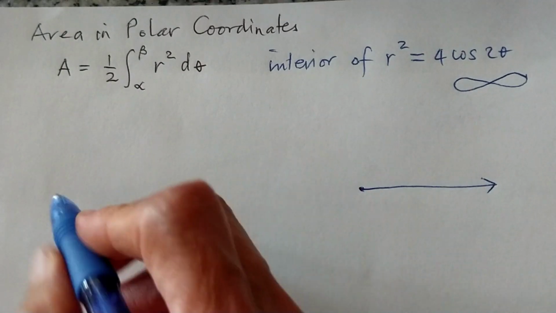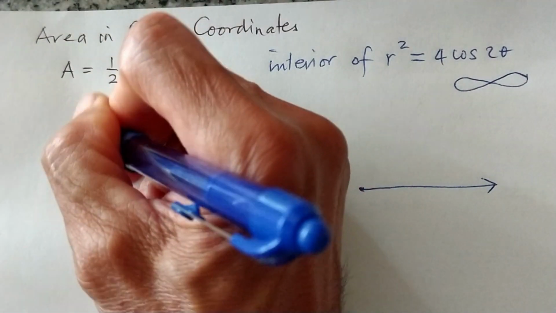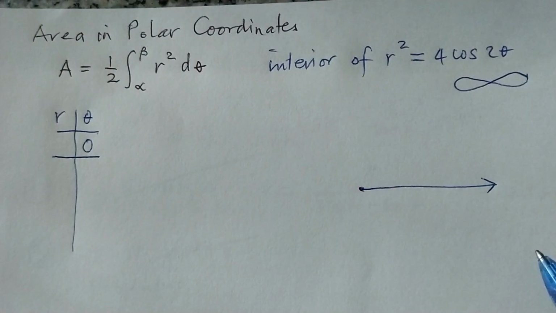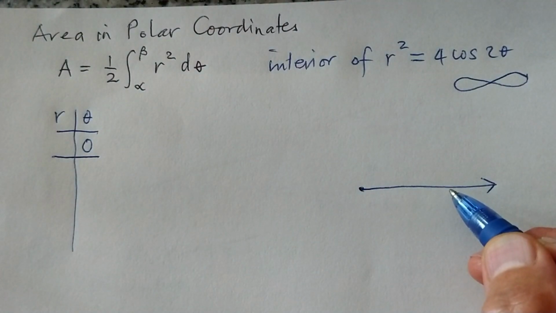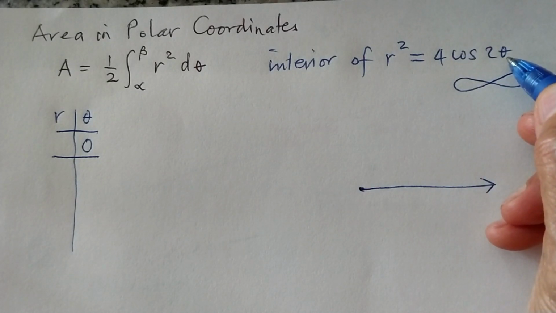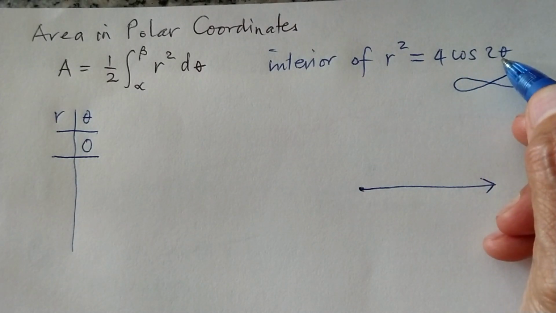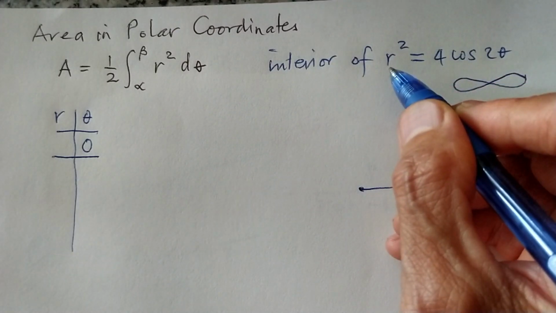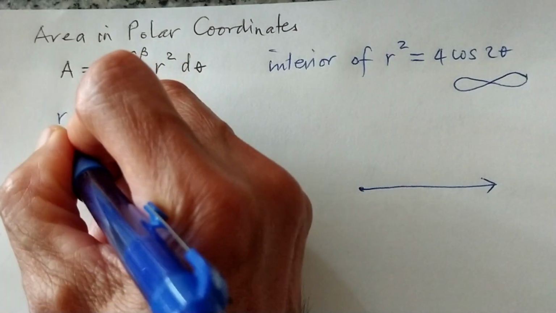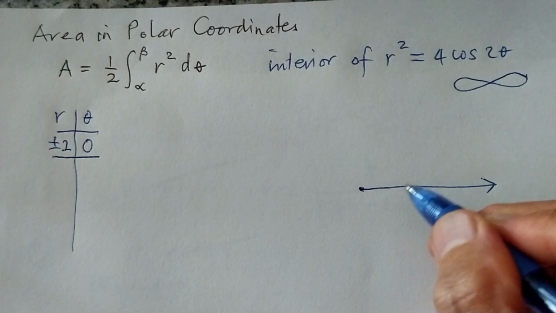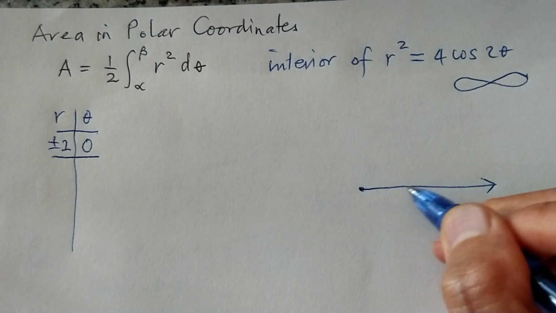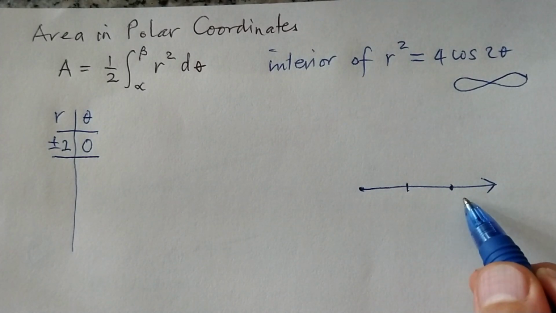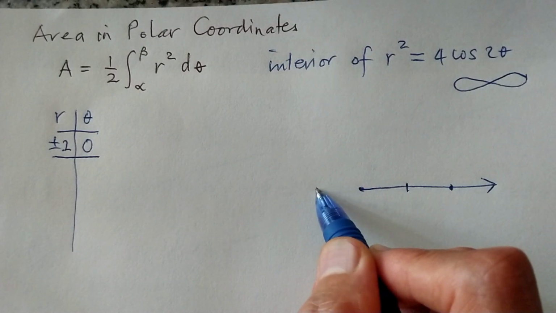So let's find our values for r given some values of theta. We begin at 0, that's the point right here. At 0, 2 times 0 is 0, cosine 0 is 1, 1 times 4 is 4. Well, the square root of 4 is plus or minus 2. So when theta is 0, the value of r is 2. That's the positive side, and the negative side would be here.